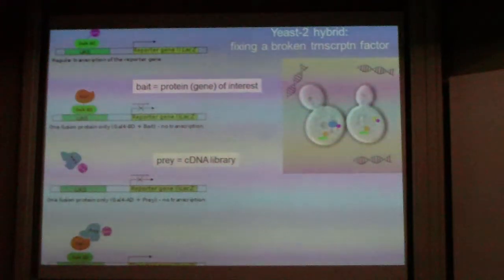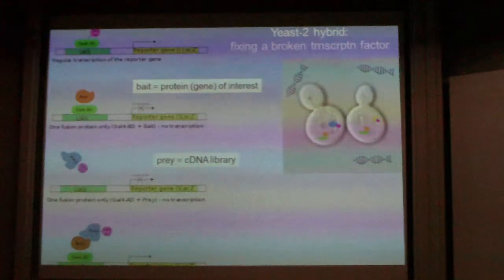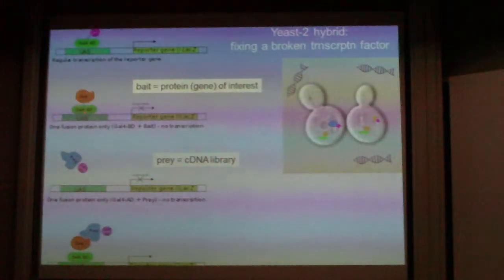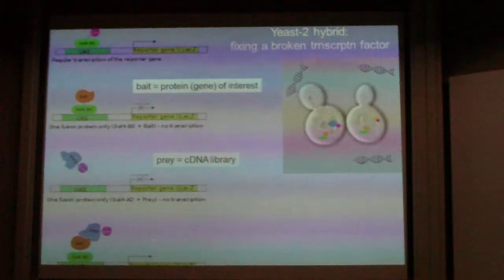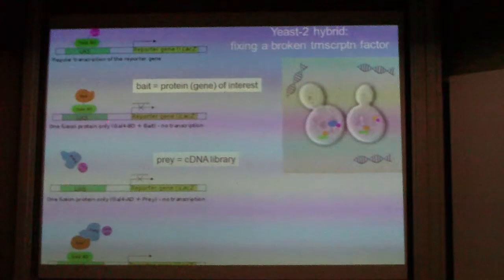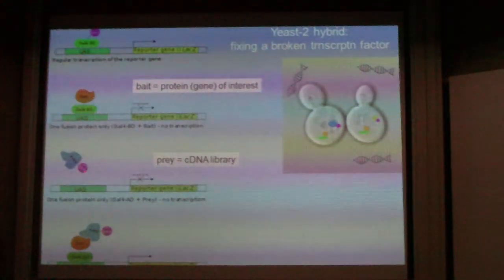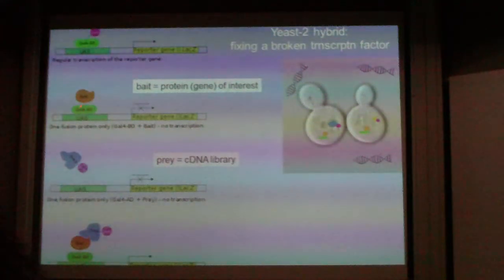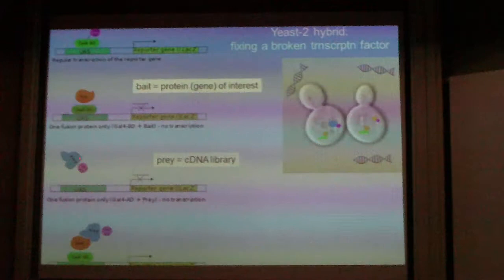So what you do now is you split this transcription factor in two parts. You hook up the binding part to your protein, your favorite protein, basically. You make a fusion protein, fusion gene, fusion protein. And what you do is you fuse the other part, which you absolutely need to get activation of this promoter, this gene.